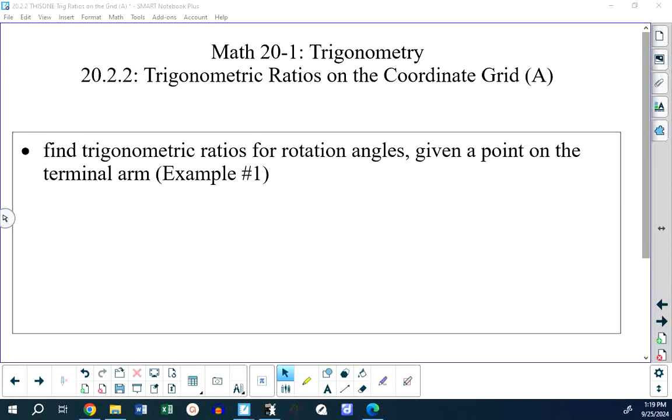So on page 6, it looks like... 7. Page 7. Okay. So this is on page 7 of your unit handout.